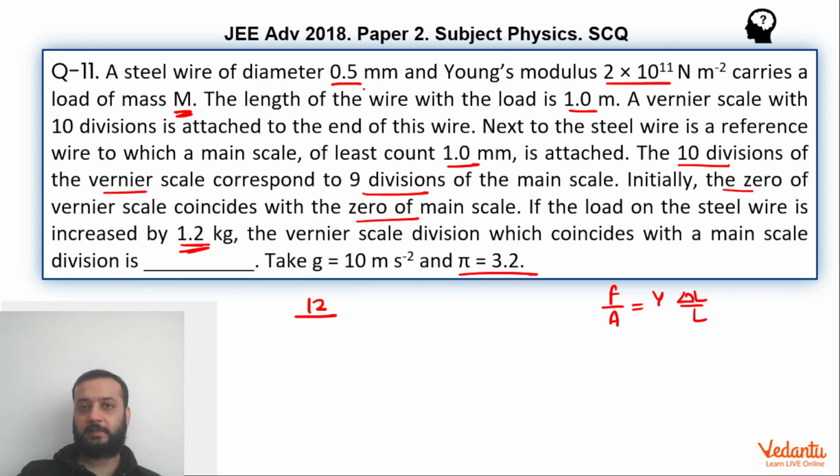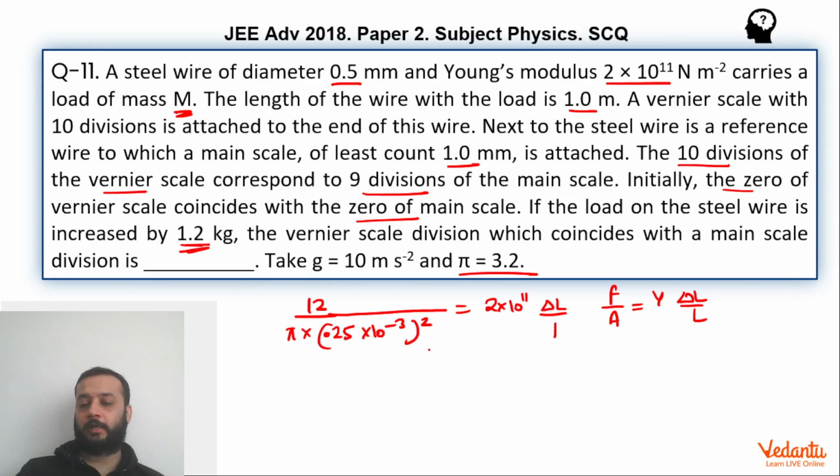Upon cross section area, the diameter is 0.5 mm. So pi into radius squared, with radius 0.25 into 10 to the power minus 3, this is in meters square. So 12 upon this equals Young's modulus, which is 2 into 10 to the power 11, into delta L upon L, and L is 1 meter. So when we solve this, we will get delta L as 0.3 mm. You can do the calculations, put the value of pi as 3.2.